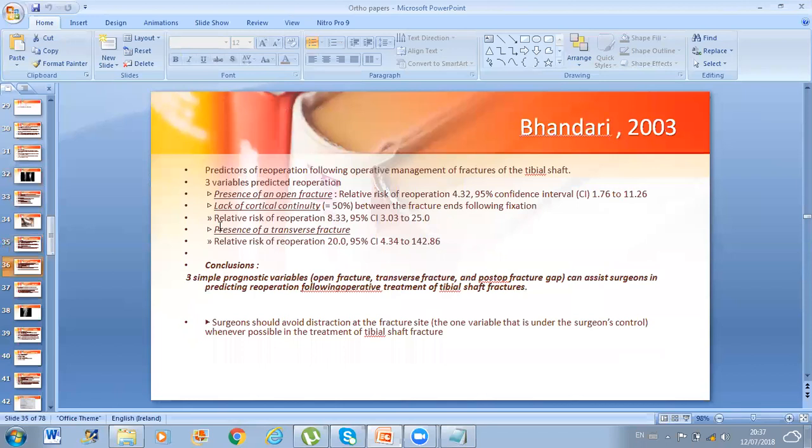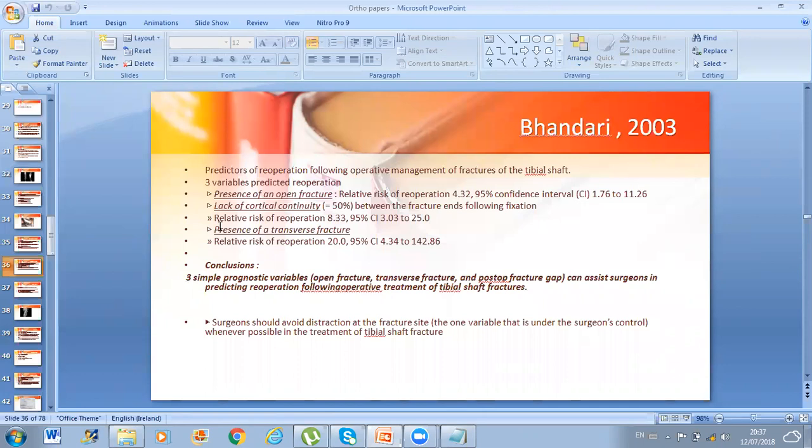This is Bhandari. By the way, I want to tell you something. If you have not read his articles, this guy is amazing. Most of Bhandari's papers are top-cited. He is a very renowned research personality. So, regarding predictors of reoperation following operative management of fracture of the tibial shaft.